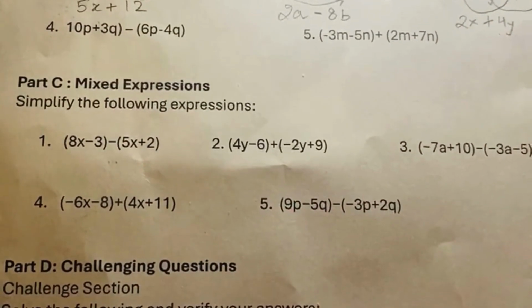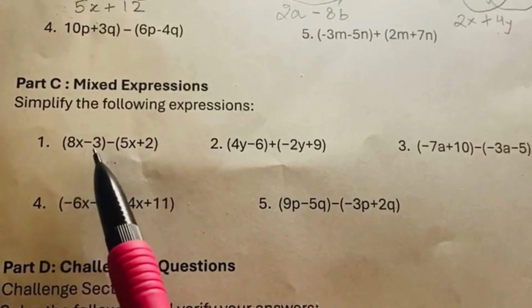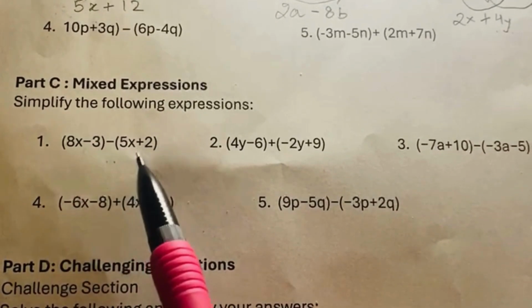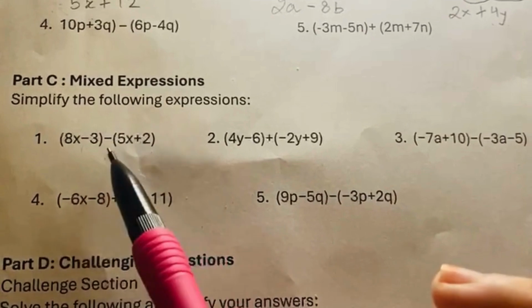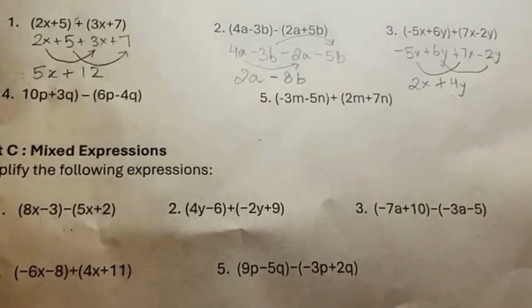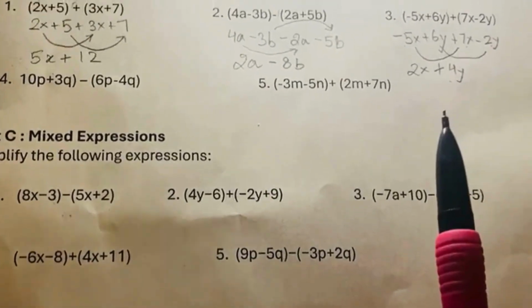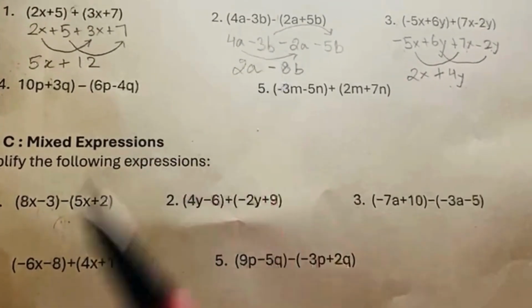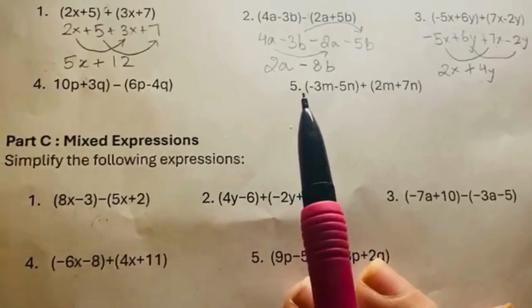Simplify the following expression: 8x minus 3 minus 5x plus 2. If you see this question and the other one which I've done before, they are similar. There's no difference, only the change of variable. So let's do it again as a review.